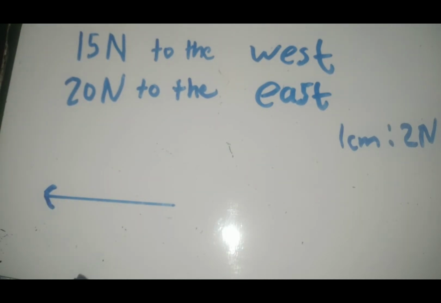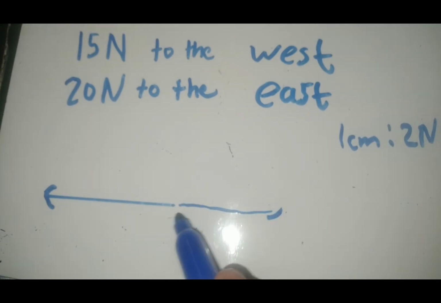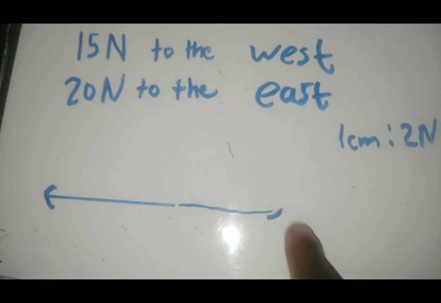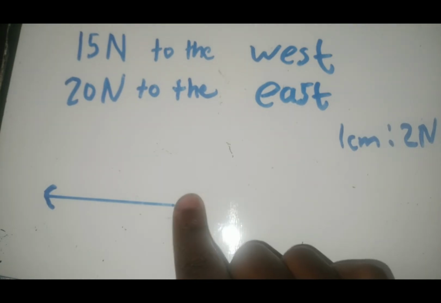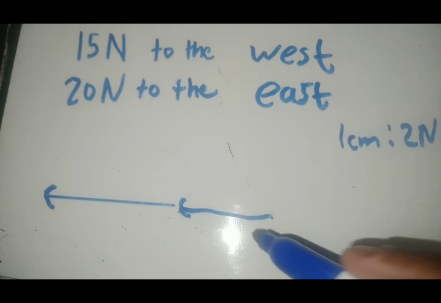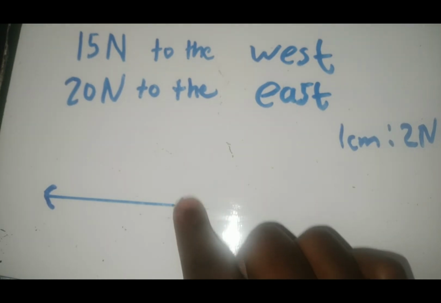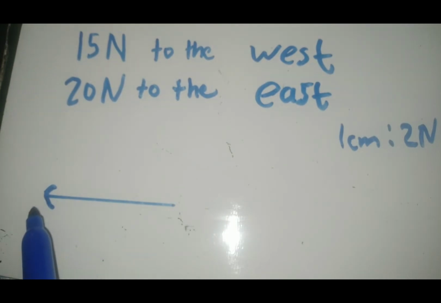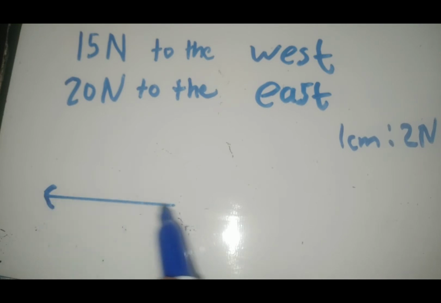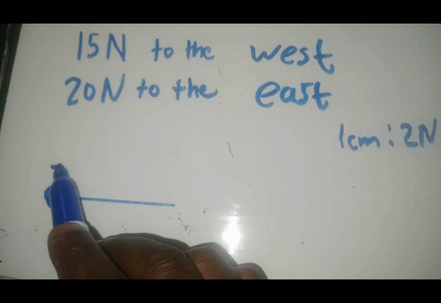Now my 20 newtons has to face to the east. I cannot draw it here facing to the east because it's going to be tail to tail: the tail of one will be connected to the tail of the other. The method has to be head to tail. I also cannot draw it like this because it's going to end up facing to the west, but this is supposed to be to the east. So the only thing I can do is start from the head of the other, so that the head can be connected to the tail. I can draw another vector facing like this, but I'm going to draw them a bit apart.